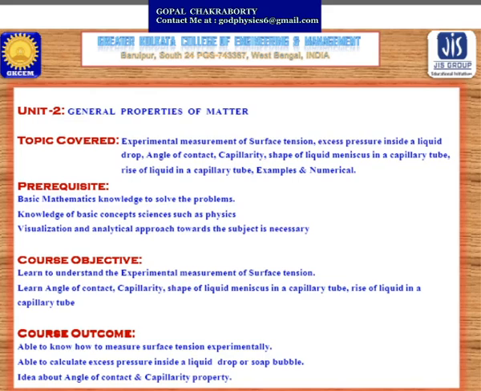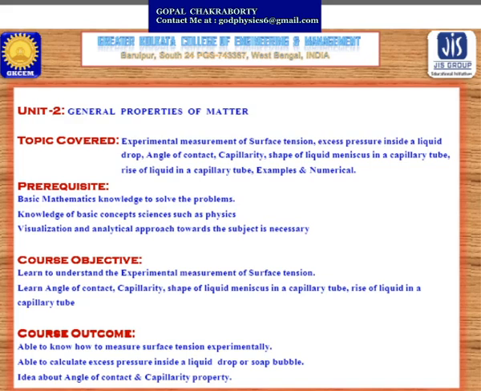Prerequisites for these topics are basic mathematics knowledge to solve the problems and knowledge of basic concepts of science such as physics. Visualization and an analytical approach towards the subject are very much necessary. The course objectives are to learn to understand the experimental measurement of surface tension and to learn about angle of contact, capillarity, shape of liquid meniscus in a capillary tube, and rise of liquid in a capillary tube.